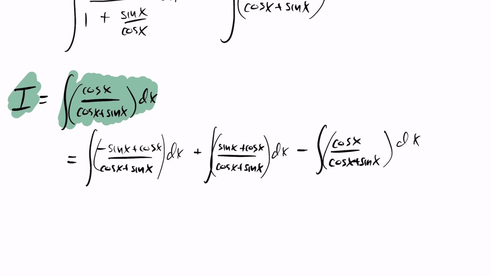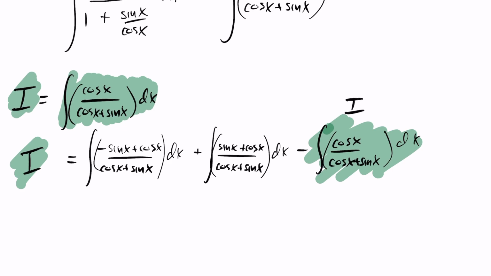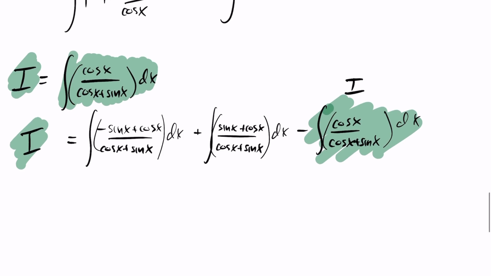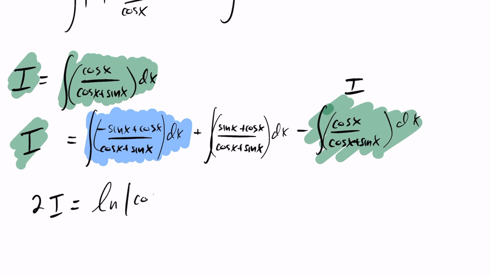But what's interesting that happens here is, again, this is equal to I. We've actually got I showing up twice. You have this here as well. So this can be rewritten as just I, right? This whole expression is just equal to I. So when I bring both the I's to one side of the equation, we're going to get 2I equals, as we just talked about here, the integral of all of this with respect to x is exactly equal to the ln of the absolute value of cos of x plus sine of x.